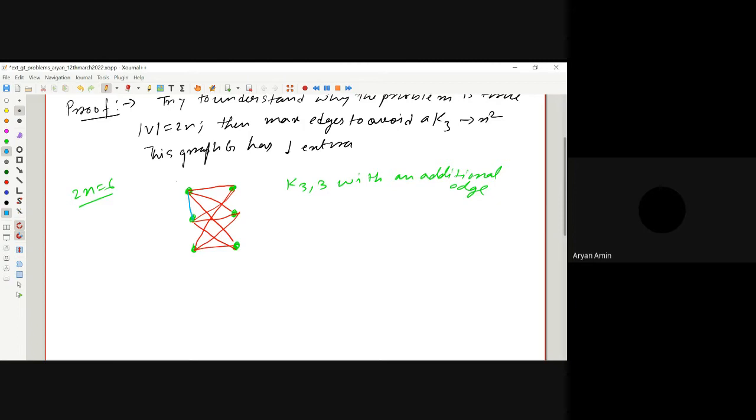So you can see why the problem is true, right? Suppose this was 1, 2, and 3, and this was 4, 5, and 6. So you have triangles 1, 5, 2, yeah, 1, 6, 2, and 1, 4, 2, right? So this problem is true. That is something we need to understand first.